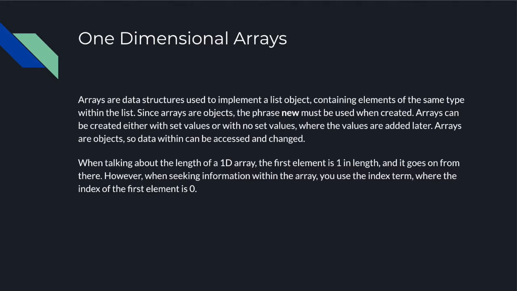When referring to the length of an array, you're going to use dot length, and the first element is considered 1, and it goes on from there. So if you have 3 elements inside, the length is 3. However, when you want to reference something inside the array, it starts off at 0. So if you have 3 elements, it goes 0, 1, 2 for the index values.